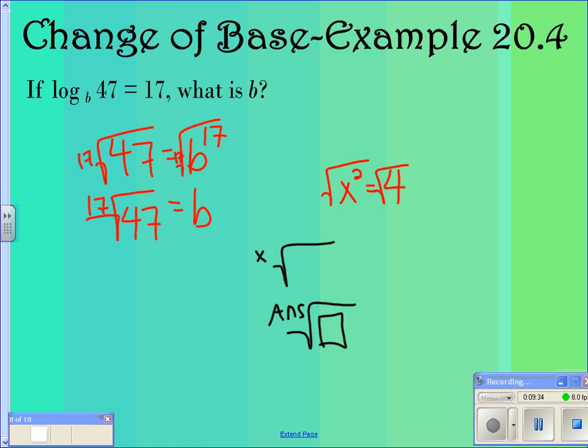Okay, so what do we need our answer? Not the answer, what should it be? 17, and then the 17th root of 47. Either way, you should get the same thing. Does that make sense? So whichever way you prefer, I don't really care which way you do it. What should you get for B? Y'all see how that works? Any questions on that?